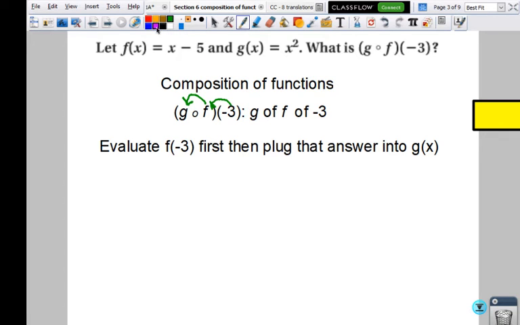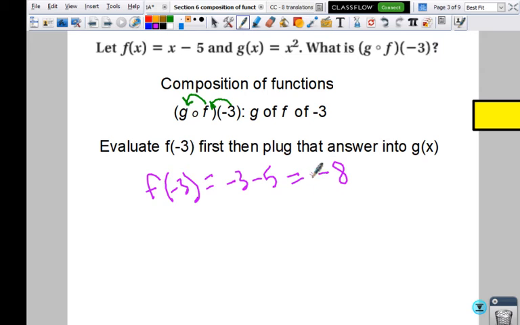So to start with, I am going to take negative 3, and plug it into my f function, my f of x. So instead of f of x right there, I'm going to go f of negative 3, which is going to equal negative 3 minus 5, which is negative 8, right? That's pretty good.